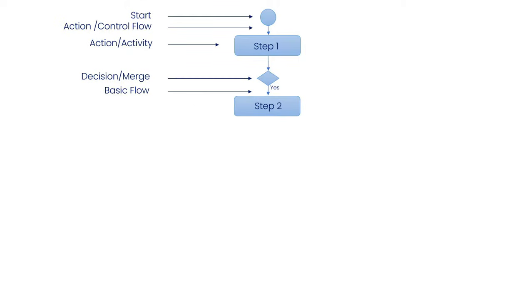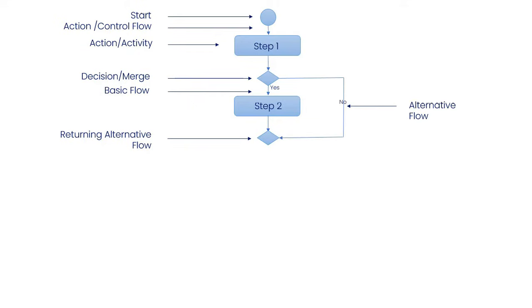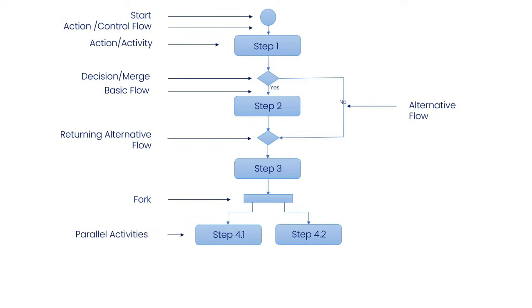Basic flow. Returning alternative flow, used to represent the merging of flows. It has several inputs but one output. Alternative flow. Fork, split behavior into a set of parallel or concurrent flows of activities or actions. Parallel activities. Merge node, bring back together different decision paths. And end, used to mark the end of all control flows within the activity.